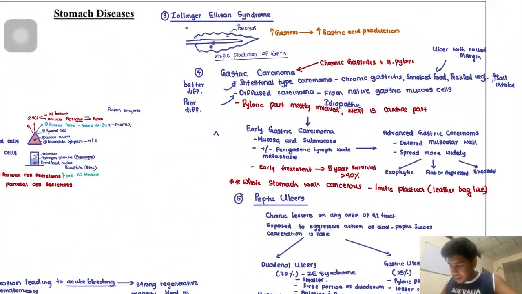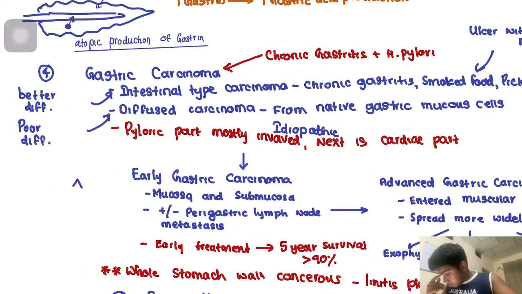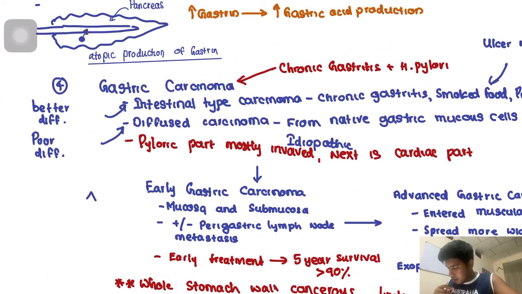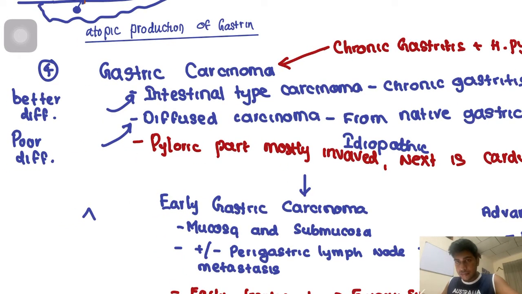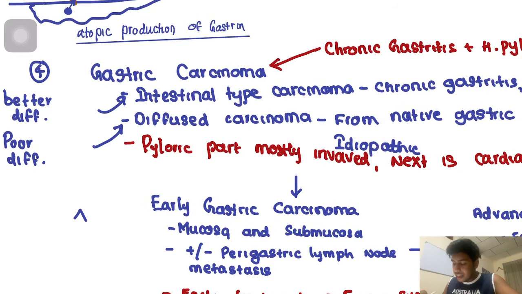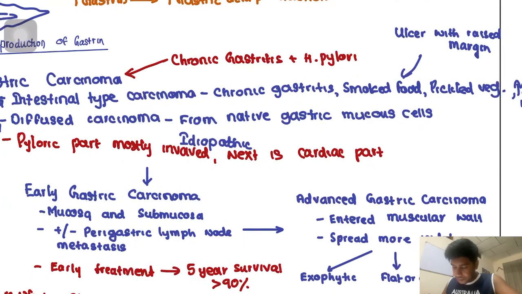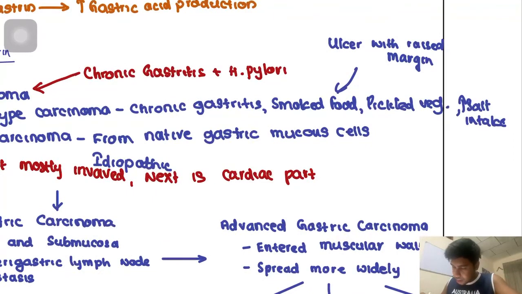Next, we have gastric carcinoma. The risk factors are usually chronic gastritis with H. pylori infection. So we have the intestinal type carcinoma. This is well differentiated. Remember what that means. It tends to divide slower. And you have the diffuse carcinoma, which is poorly differentiated. Here are the risk factors for intestinal type carcinoma.